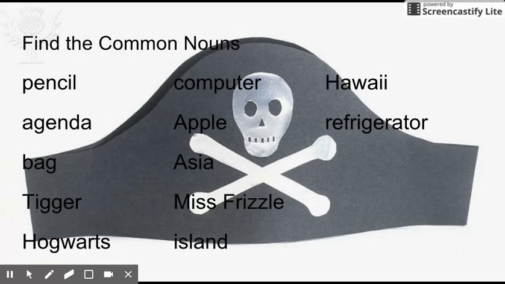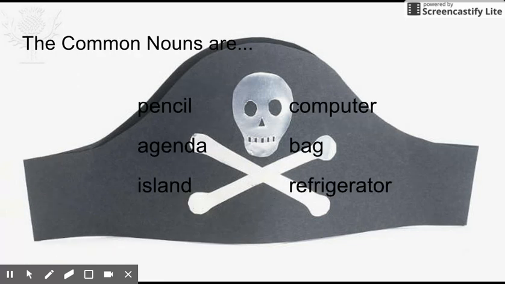So here you'll see a list of words. Write down only the common nouns you can find. So we've got pencil, agenda, bag, Tigger, Hogwarts, computer, apple, Asia, Miss Frizzle, island, Hawaii, refrigerator. All right, did you write down the common nouns? Think about what we just talked about with nouns. Here they are, our common nouns. Notice they're all lowercase. They're not particularly special. They're just the everyday ones here.